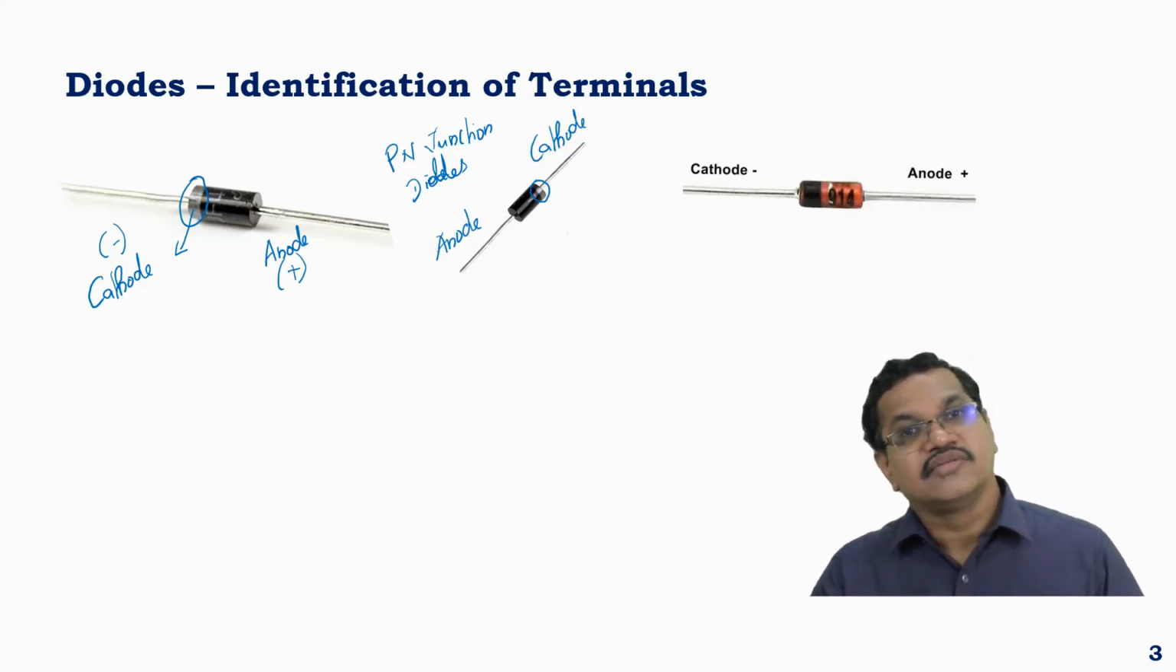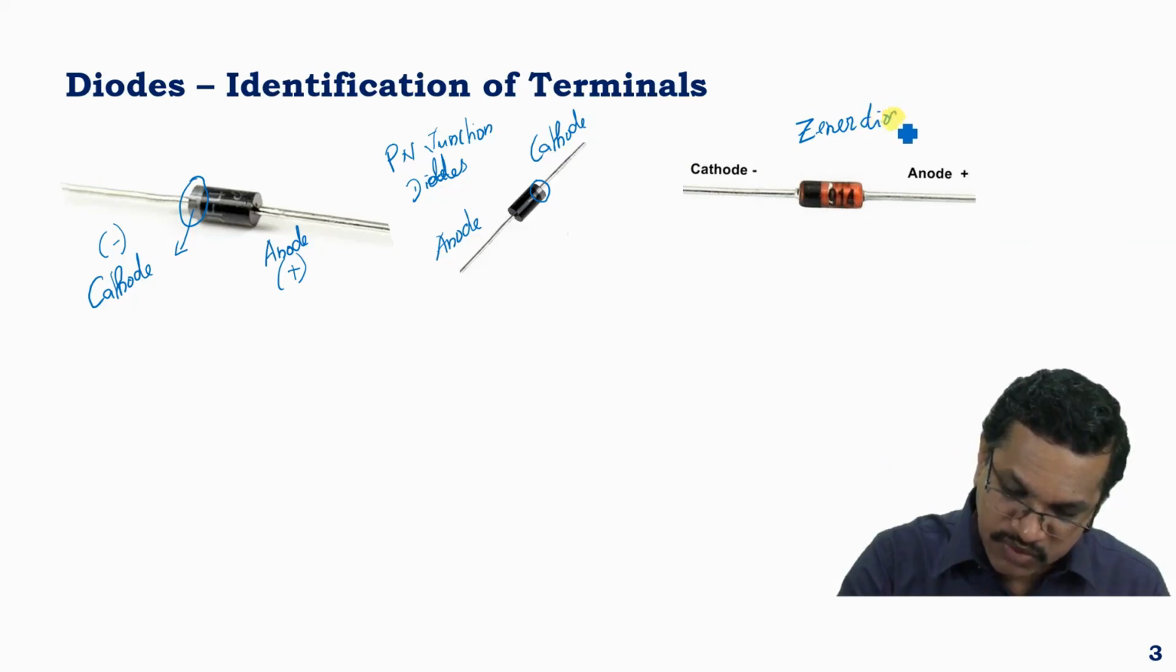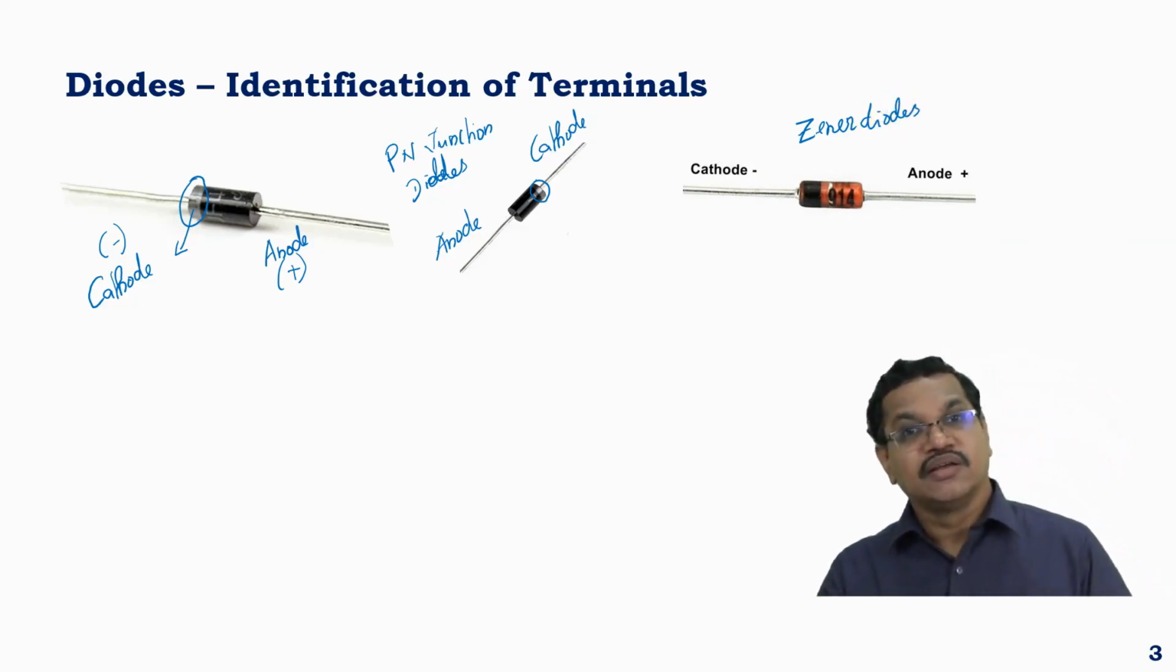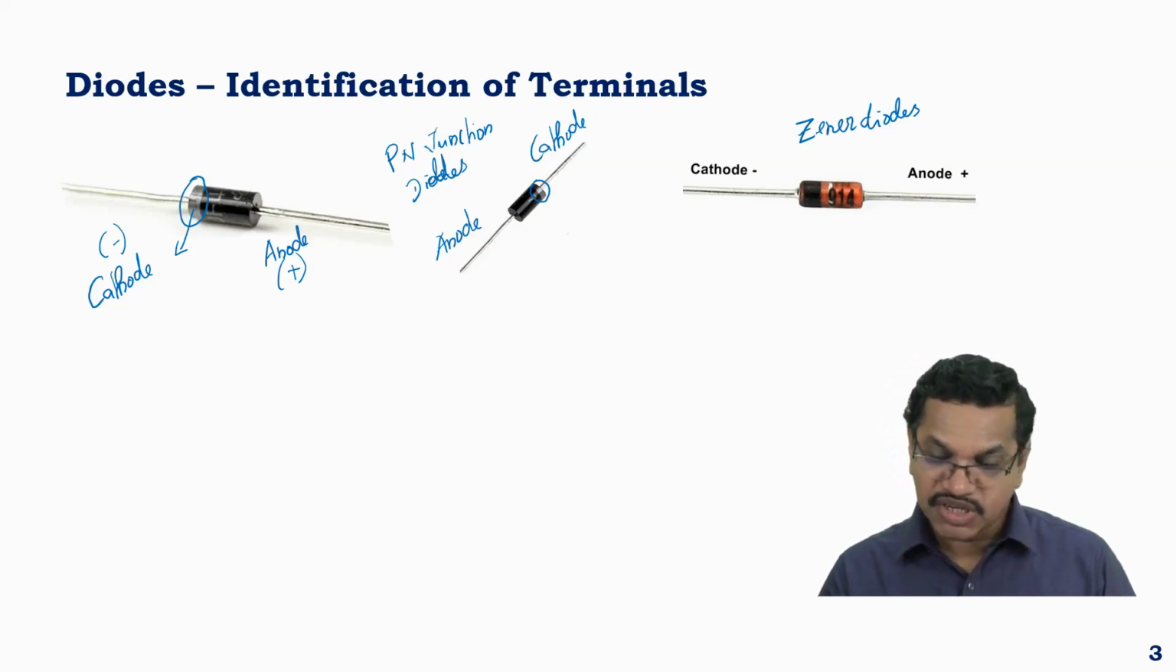There is another category of diode. This is called a zener diode, which is used as a voltage regulator. Those things you will come across in the application of zener diodes, or there is an experiment in which you will obtain the characteristics of zener diode and p-n junction diode.